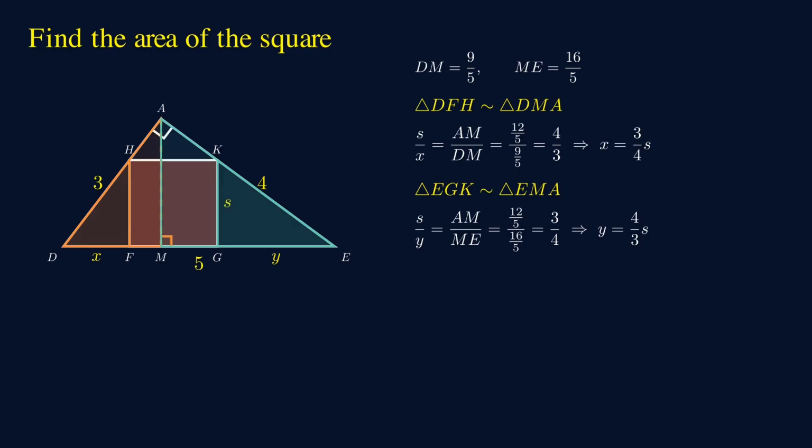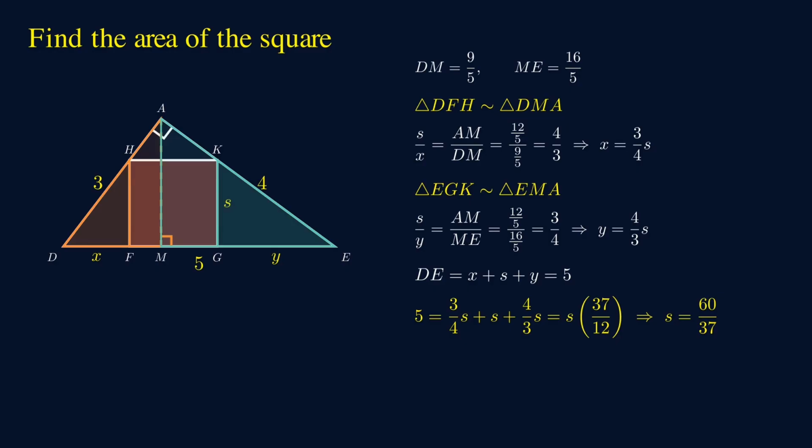At this point, everything is expressed in terms of S, which is exactly what we want. The entire base of the triangle has length 5, and that base is made up of X plus S plus Y. Substituting our expressions for X and Y gives 5 equals 3/4 S plus 4/3 S. Combine those terms, and you get S times 37 over 12 equals 5. Solving for S gives S equals 60 over 37.